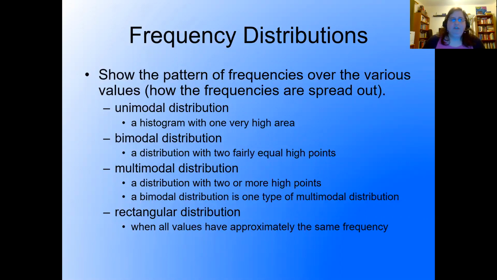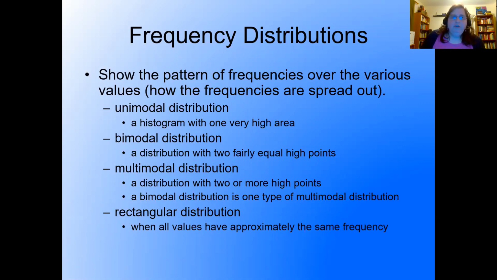Bimodal distribution. This is a distribution with two fairly equal high points. So now we have a die with two twos, two threes, a 1, and a 6. Now both the 2s and the 3s will come up rather high, and the 1 and 6 will be less so.